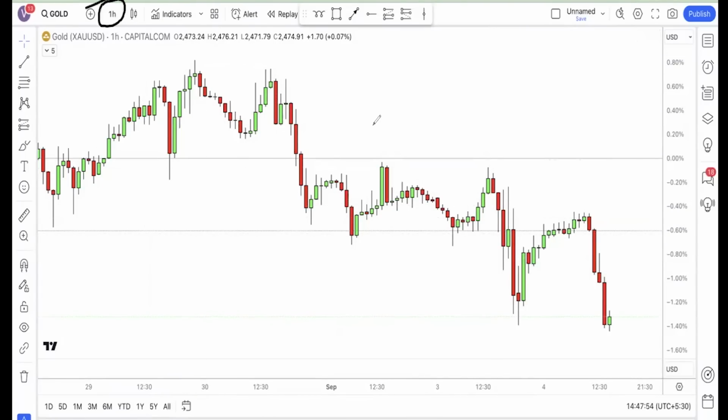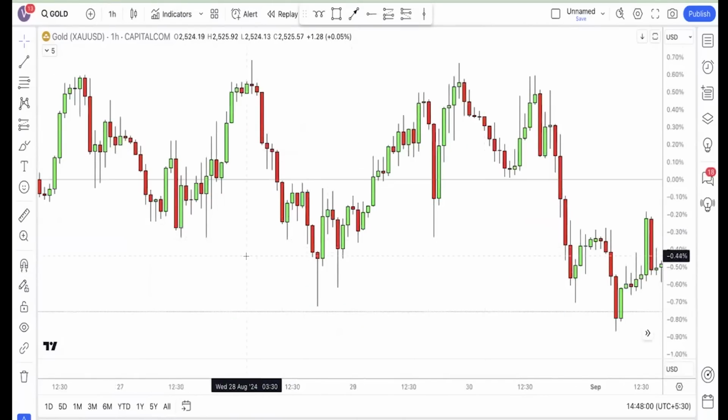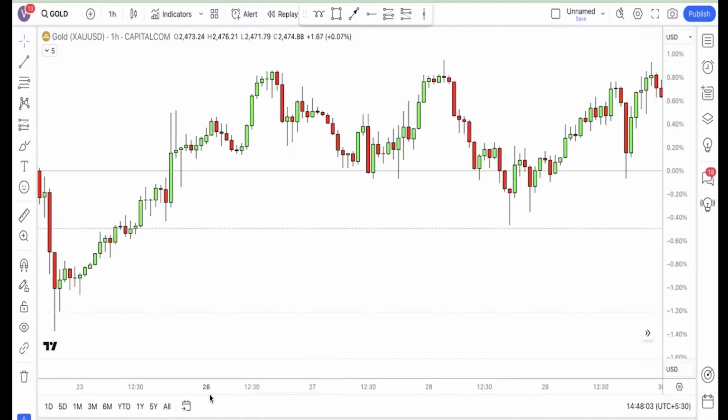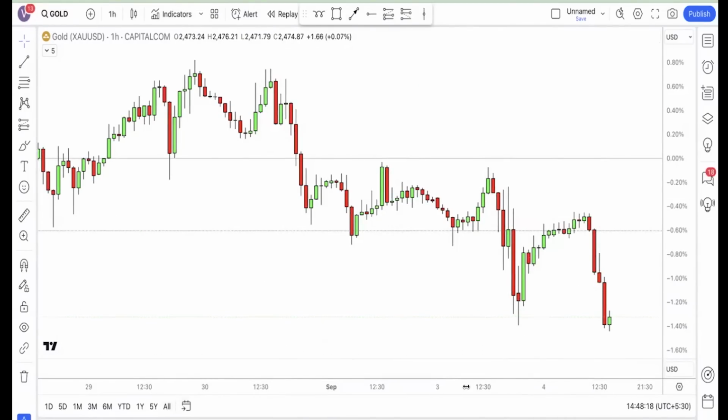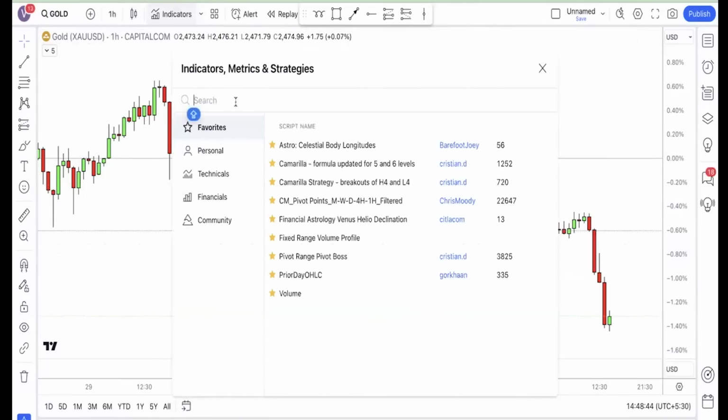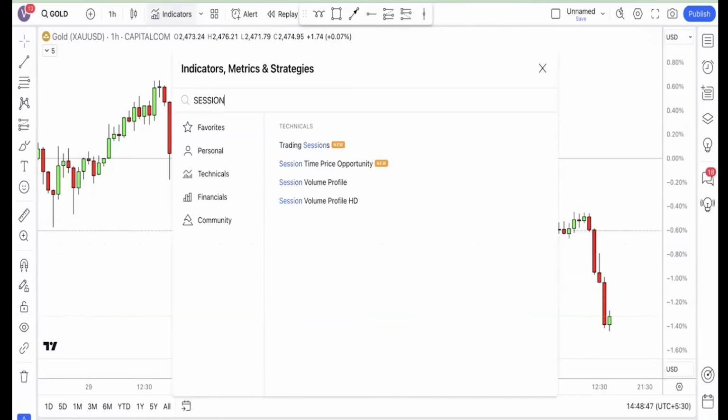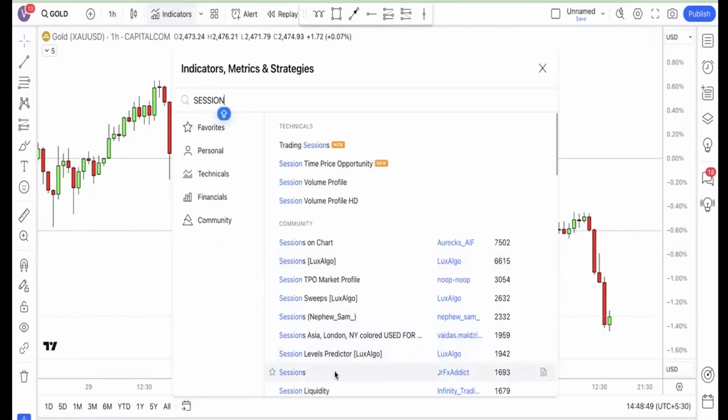As I said, since it's a 23 hour market, you hardly see any gap down. It looks like a continuous market, but you can see that the dates are different. This is September 3rd, September 4th. If you don't know which session it is currently trading, there is an indicator for that. You can go to the indicators and type session. The one you see here, you can plot it.